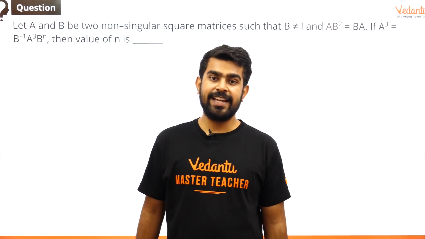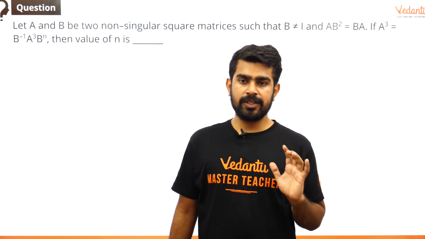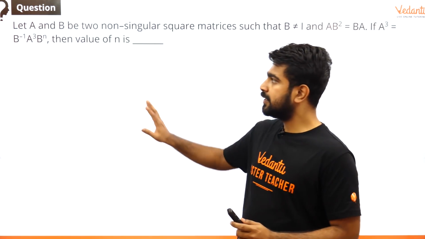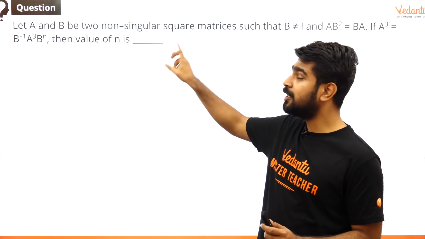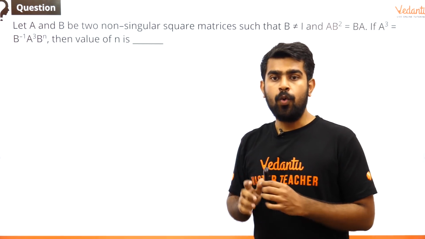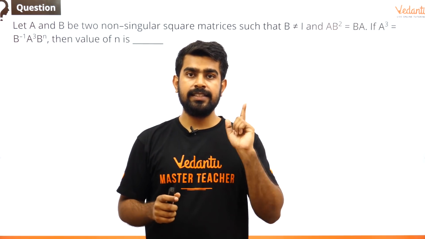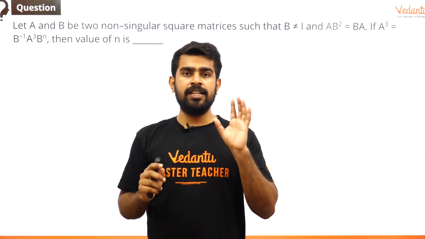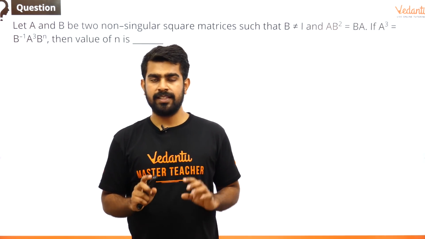Now this is the next question which I have for you. Why this question and what is the speciality about this? So guys, here I wanted to discuss a few things. First, let us read the question. A and B are two non-singular square matrices such that B is not an identity matrix. And what is given to me? We have AB square is equal to BA. And then they are saying if A cube is equal to B inverse A cube B power n, then what is the value of n? Okay, that is the question.